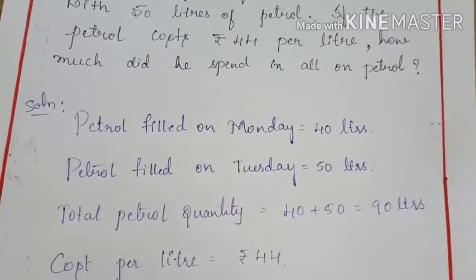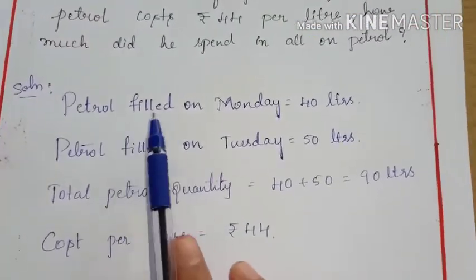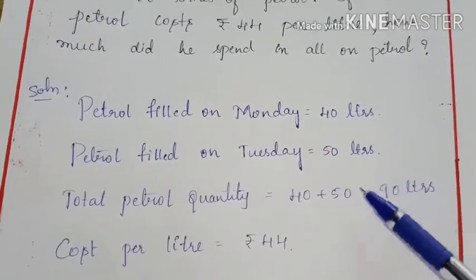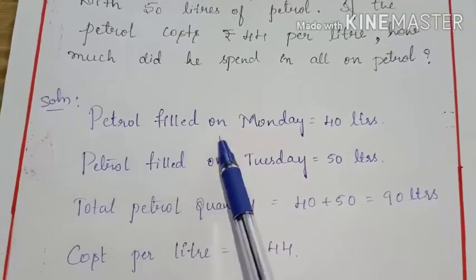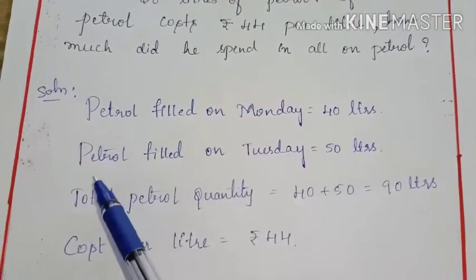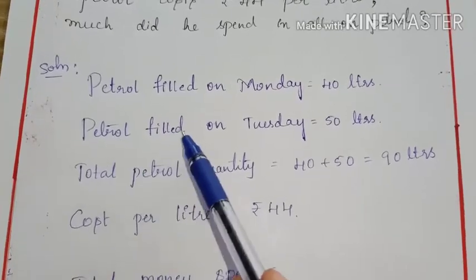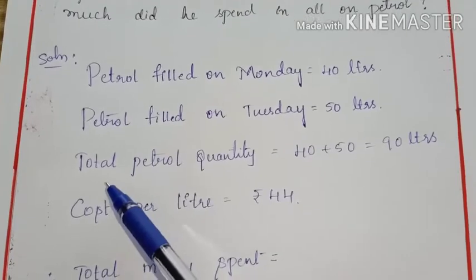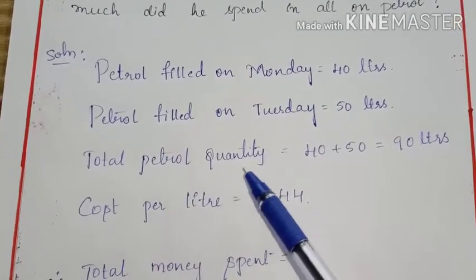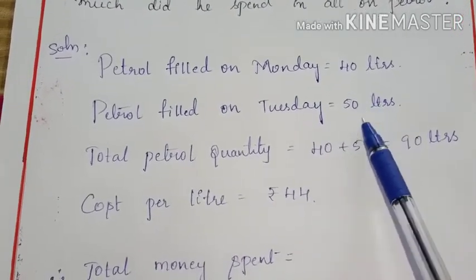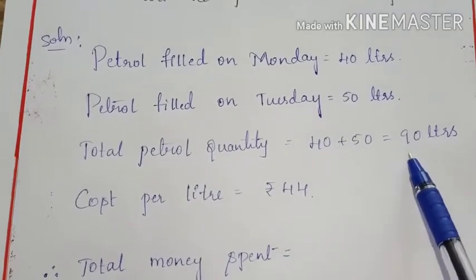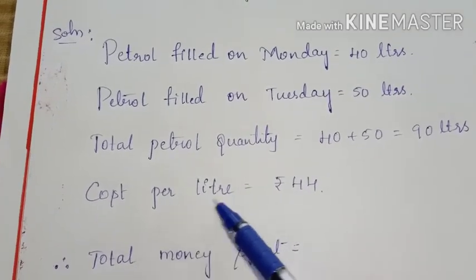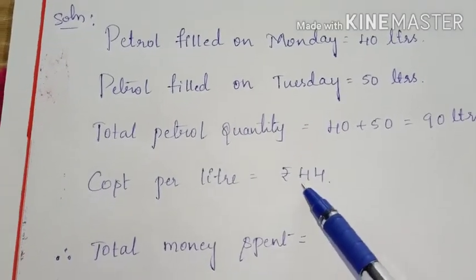In the solution, write down: petrol filled on Monday is equal to 40 liters. This is all the given data. In the next line, petrol filled on Tuesday is equal to 50 liters. Now, the total petrol quantity is equal to 40 plus 50, which is equal to 90 liters. Cost per liter is equal to rupees 44.